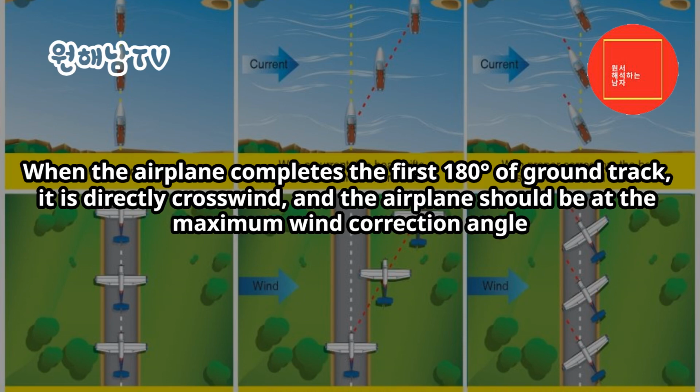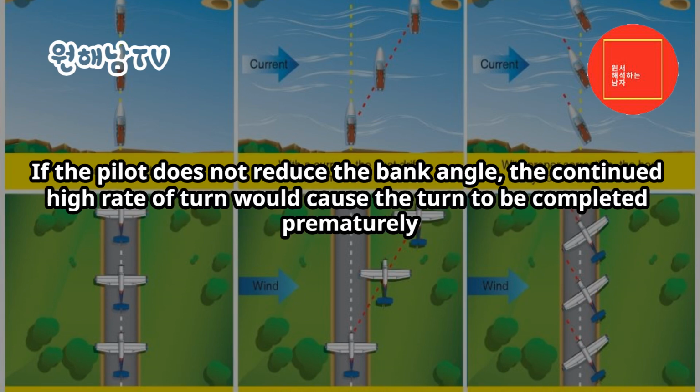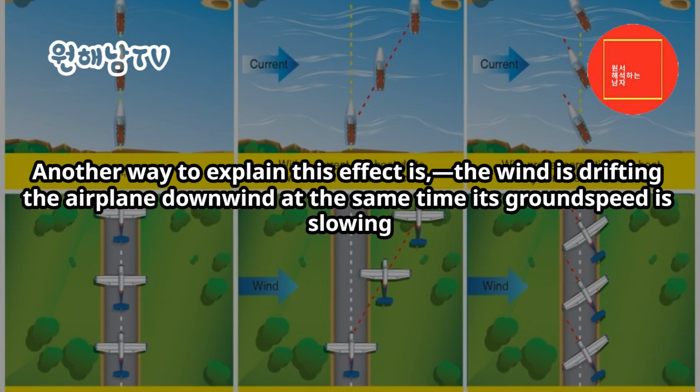When the airplane completes the first 180 degrees of ground track, it is directly crosswind, and the airplane should be at the maximum wind correction angle. As the turn is continued toward the upwind, the airplane's ground speed is decreasing, which requires the pilot to reduce the bank angle to slow the rate of turn. If the pilot does not reduce the bank angle, the continued high rate of turn would cause the turn to be completed prematurely. Another way to explain this effect is, the wind is drifting the airplane downwind at the same time its ground speed is slowing.